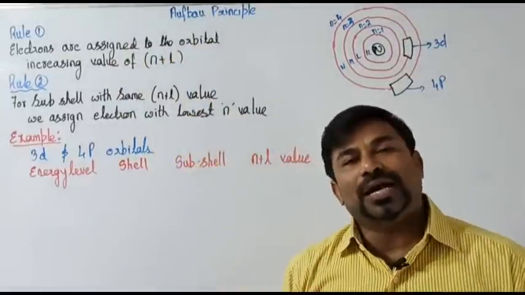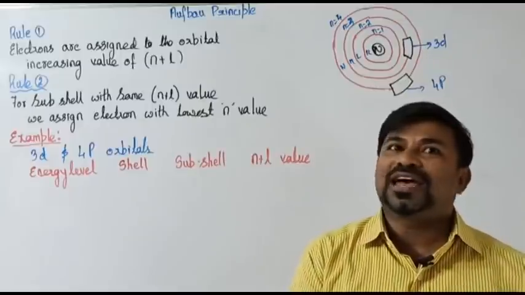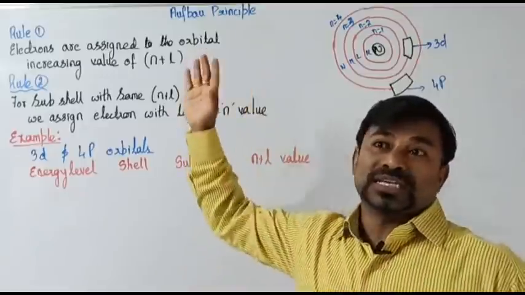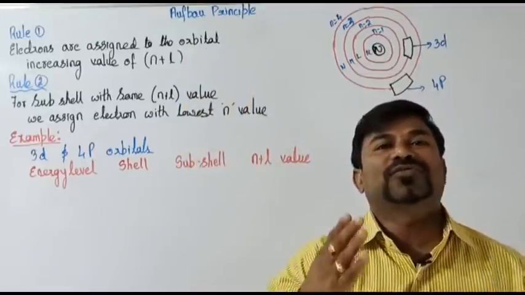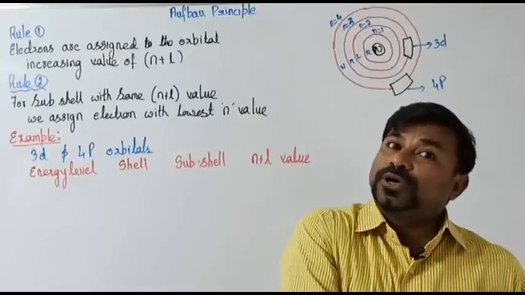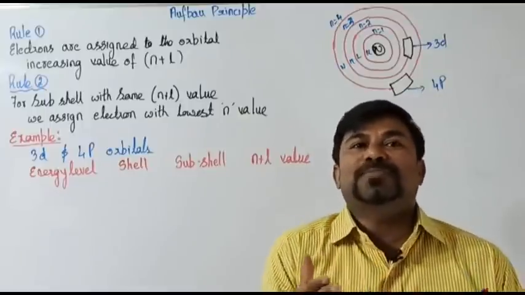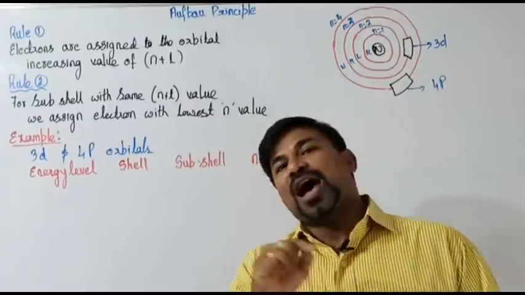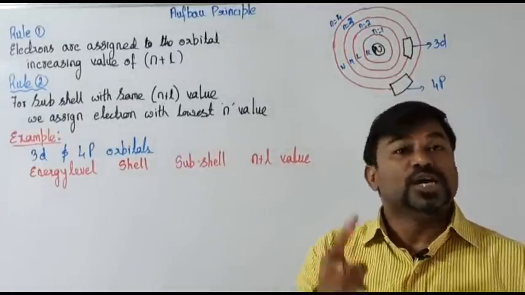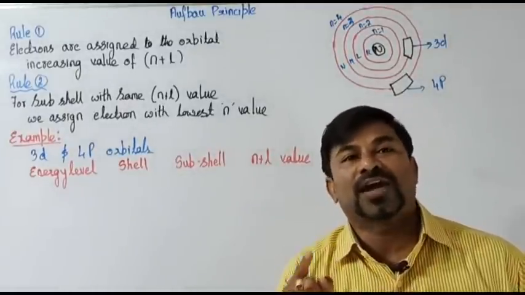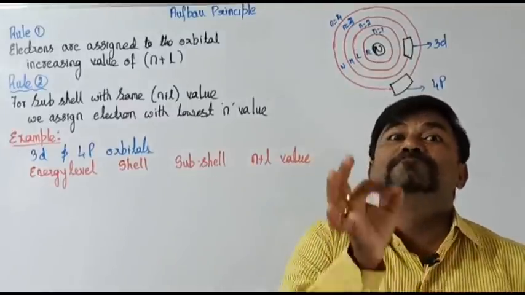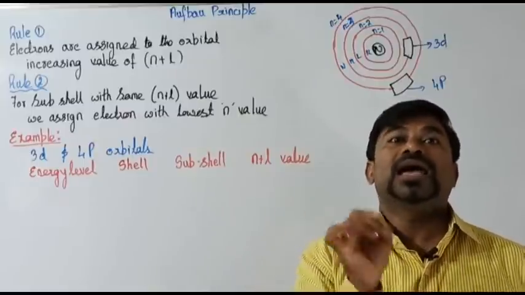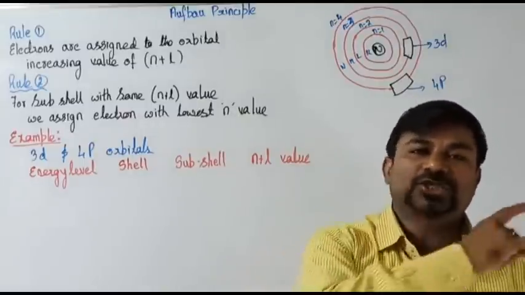Then we come across a doubt: if two orbitals have the same n plus l value, then what happens in that case? Rule 1 says we have to fill the electrons in increasing order of their n plus l value. The second point is, if two orbitals have the same n plus l value, which orbital should be filled first? For that, the Aufbau principle has given a logic for us: the orbital having the minimum n value should be filled first. Whichever has the lower principal quantum number n should be filled first.